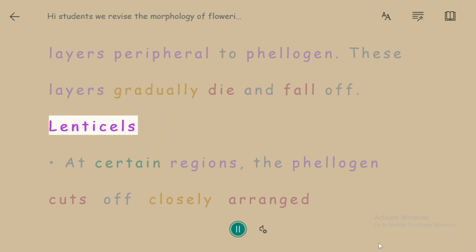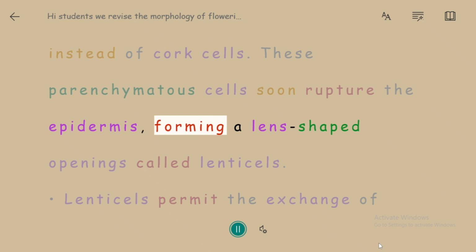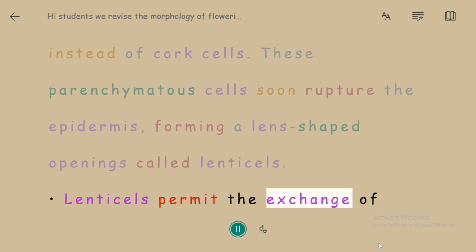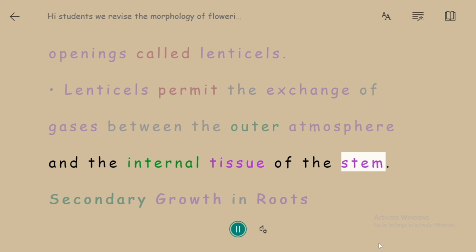Lenticels. At certain regions, the phellogen cuts off closely arranged parenchymatous cells on the outer side instead of cork cells. These parenchymatous cells soon rupture the epidermis, forming lens-shaped openings called lenticels. Lenticels permit the exchange of gases between the outer atmosphere and the internal tissue of the stem.